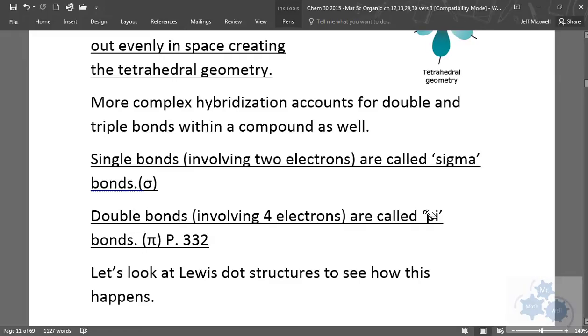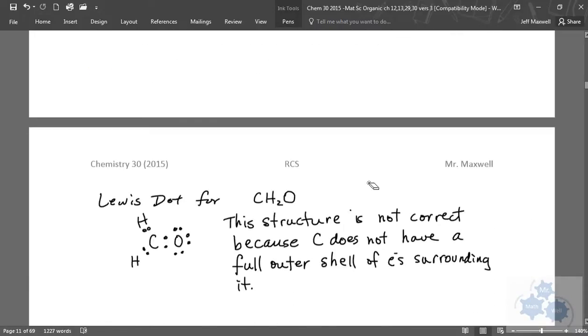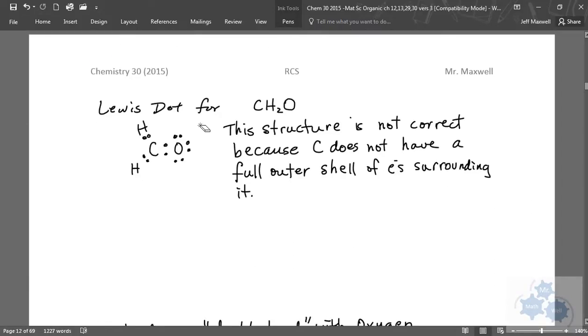And just to show you why this happens, we're going to use Lewis dot structures and the octet rule, and we're going to talk about how we know when this happens. Okay, so just single bonds, double bonds, we'll skip that. Now, if we attempt to draw a Lewis dot structure for CH2O, you might draw something like this. Now, please note that this is not a correct Lewis dot structure. So you can hold off if you want, but this structure is not correct.